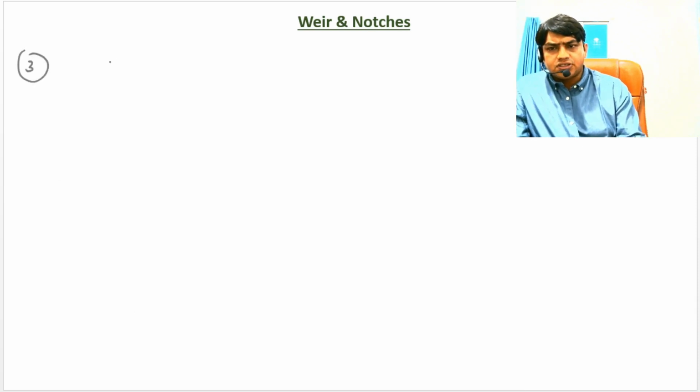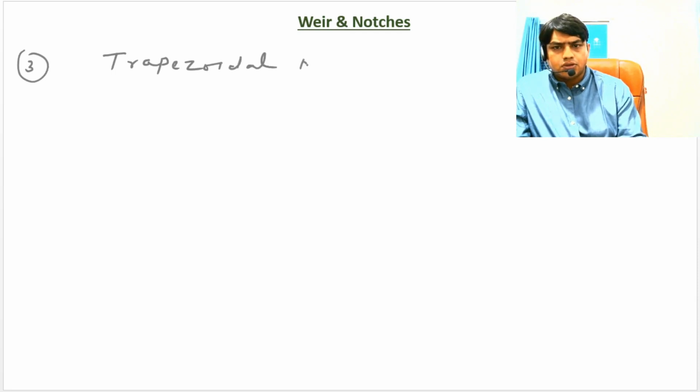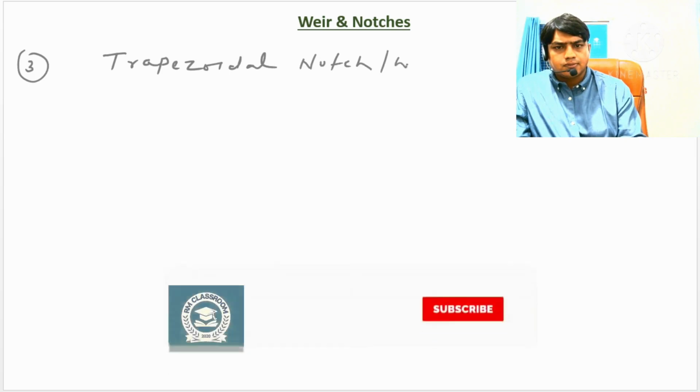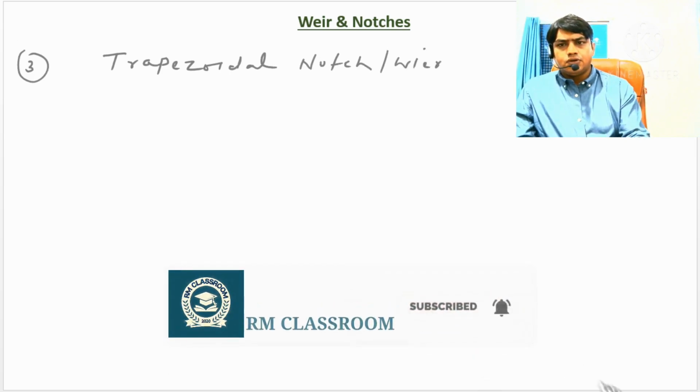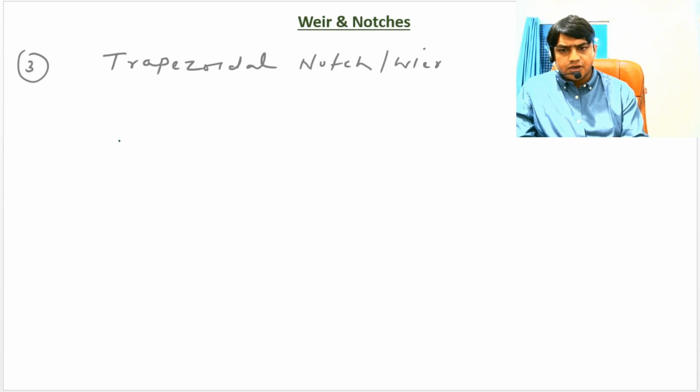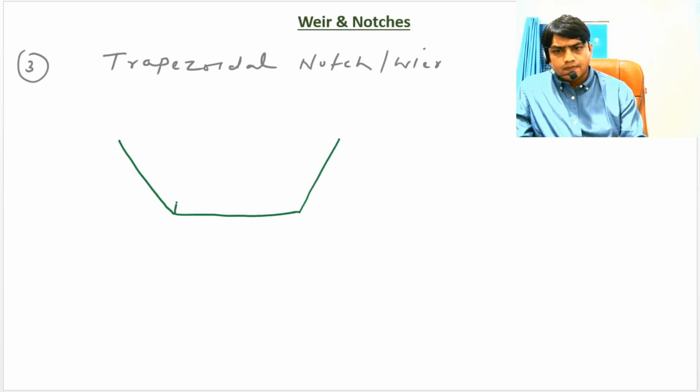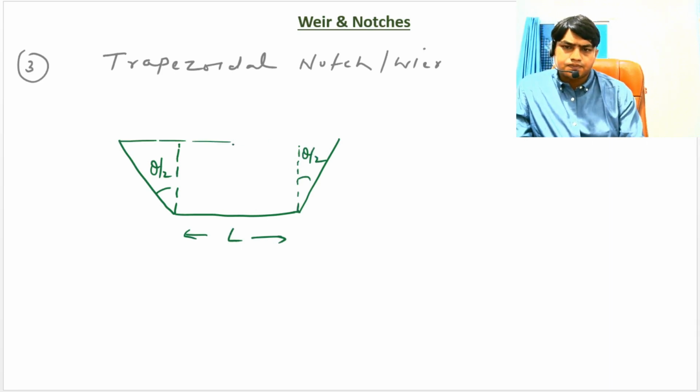Third type of notch, that is trapezoidal notch or weir. So let us assume this is our trapezoidal notch. This angle is theta by 2. This length is L. And this angle is theta by 2. This height is H.